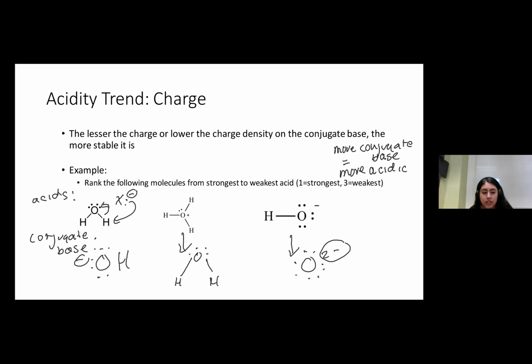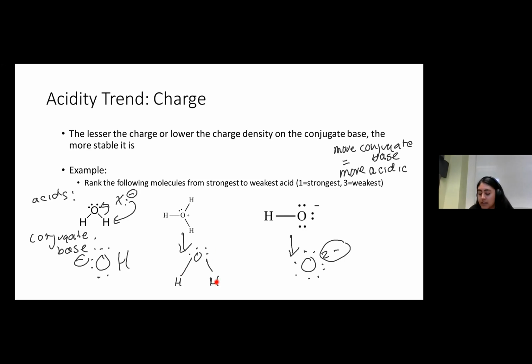So now we're looking at the conjugate base. Again, we're looking at how less charge, or lower charge density, on the conjugate base makes it more stable. A more stable conjugate base means a stronger acid, right? So in this case, does anyone want to say which one has the more stable conjugate base? The middle molecule, the one that forms water. Yeah, this molecule right here, H2O, you're correct.